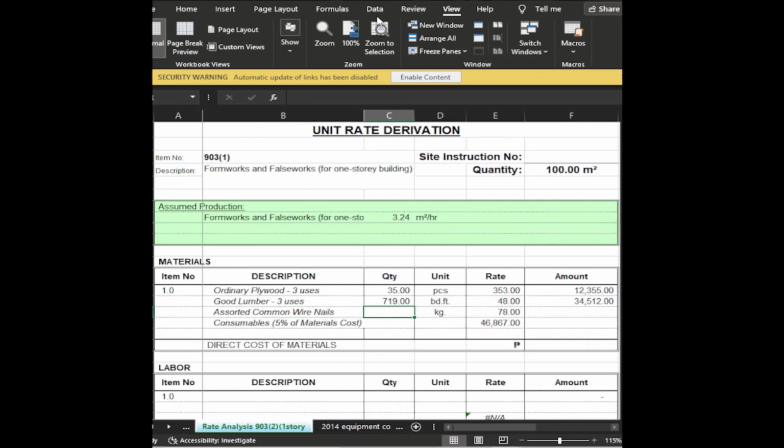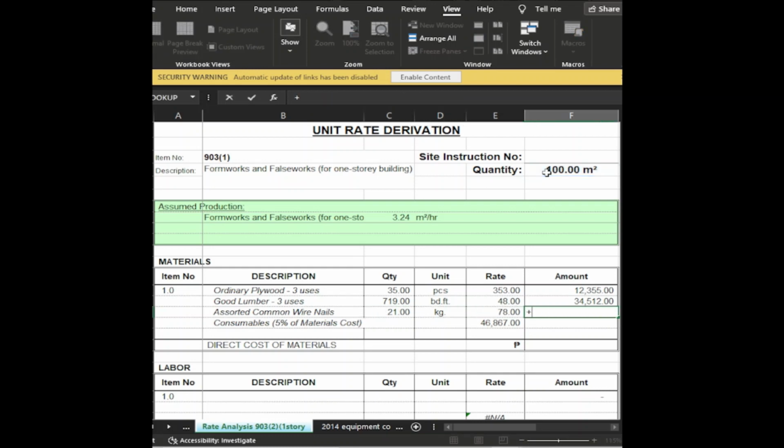And the assorted common nails is 0.21 times 100 quantity, so it's 21 kilograms. This is the estimated factor for every square meter. We have 0.21 kilogram of common wire nails.